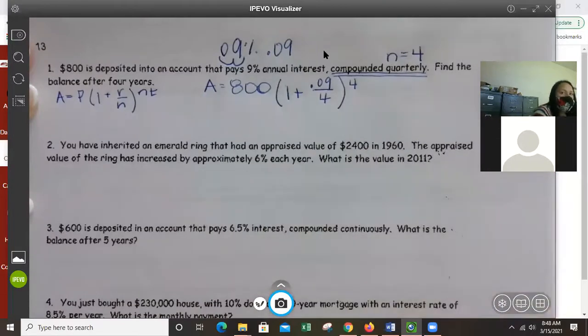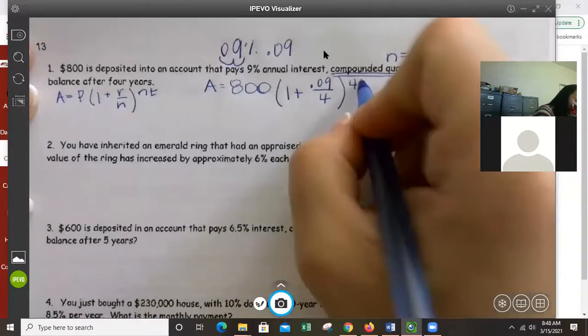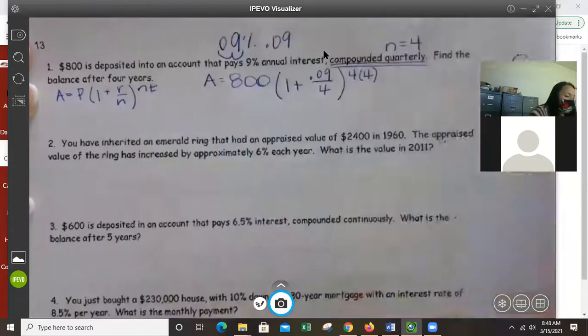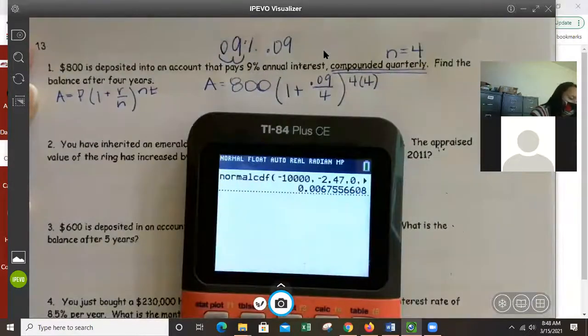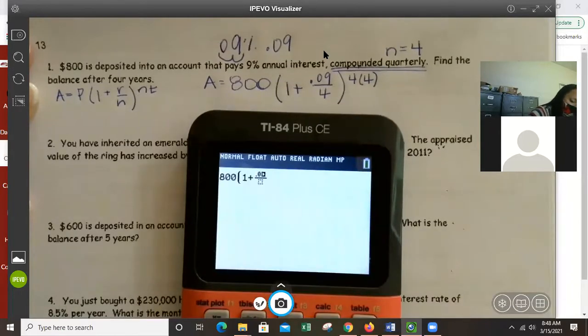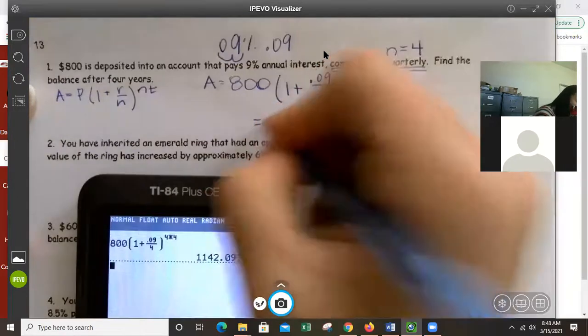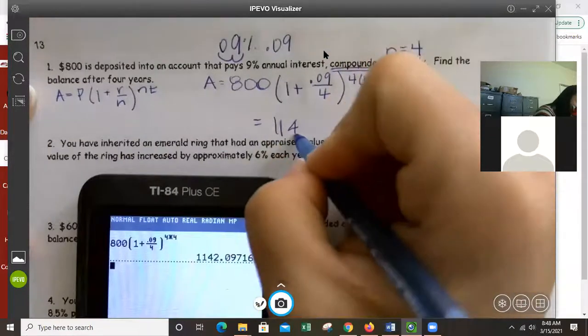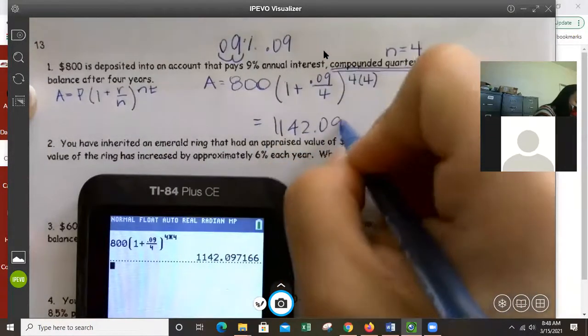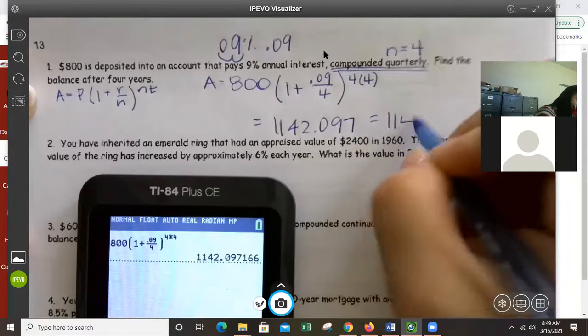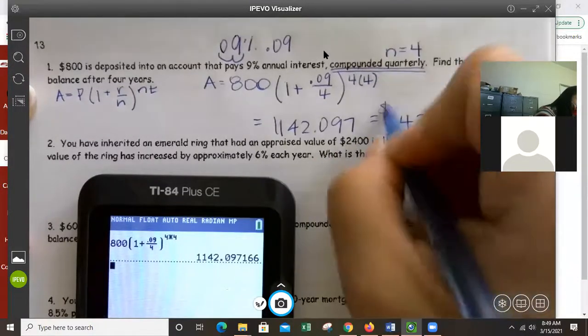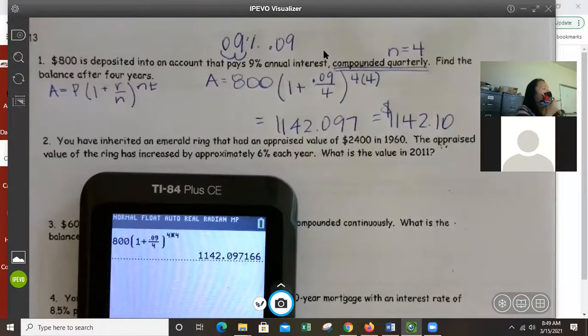And then how long are we doing it? Find the balance after 4 years. You're literally just typing this into your calculator. So 800 parentheses 1 plus 0.09 over 4 parentheses to the 4 times 4. And we get, after 4 years, the account will have $1,142.10. And again, round like money because that's what we're using.